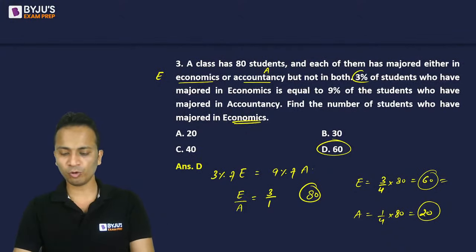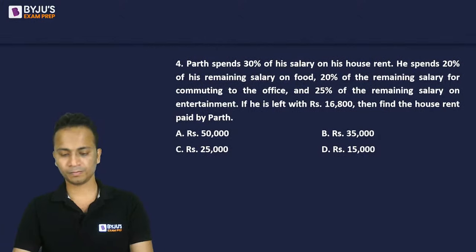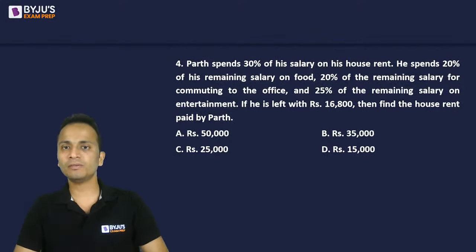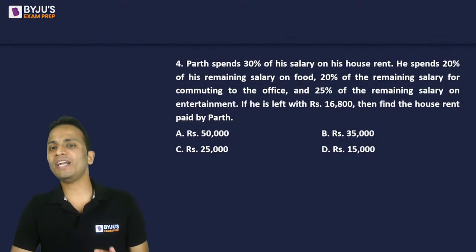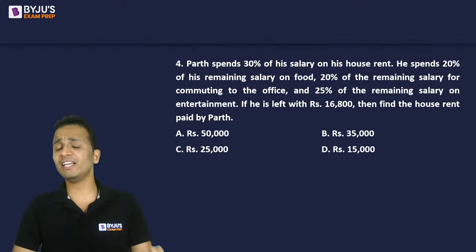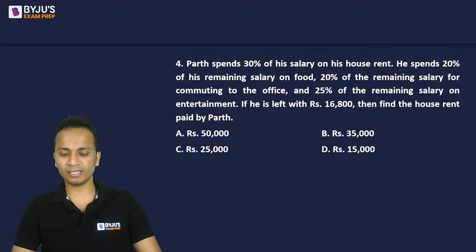Let's move on to question number 4. So question number 4 on your screen now. Parth spends 30% of his salary on his house rent. He spends 20% of the remaining salary on food, 20% of the remaining salary for commuting to office, and 25% of the remaining salary on entertainment. If finally he's left with 16,800 rupees, then find the house rent paid by Parth. Now be careful while you're marking the answer.